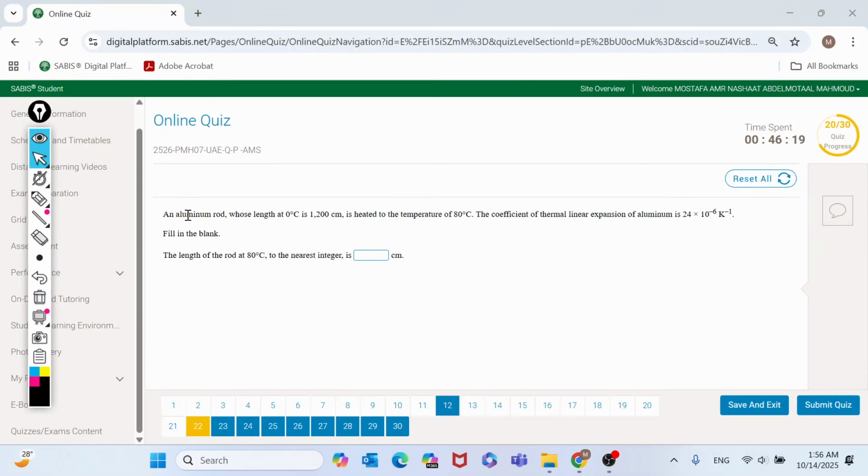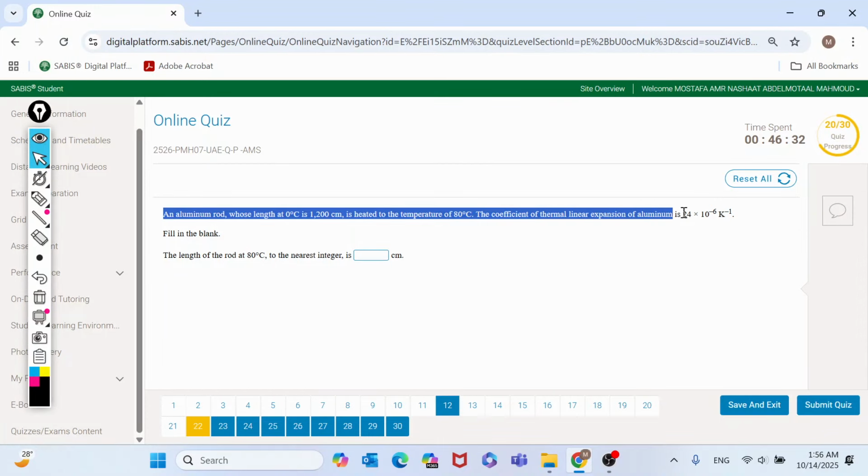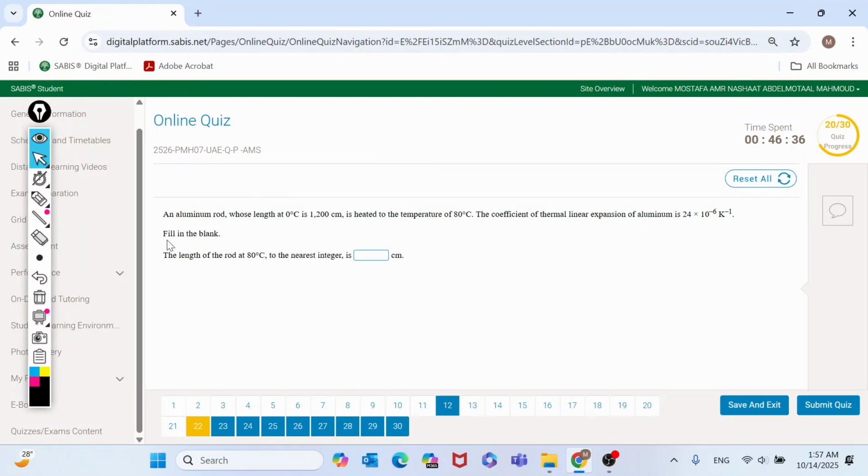This one's also in the periodic quiz. So yeah, guys, the end of the quiz is basically like the periodic. An aluminum rod whose length at 0 degrees is 1,200 centimeters is heated to a temperature of 80 degrees. The coefficient of linear expansion is 24 times 10 to the power of negative 6 K to the power of negative 1. K to the power of negative 1, by the way, guys, is just the same as 1 over K.